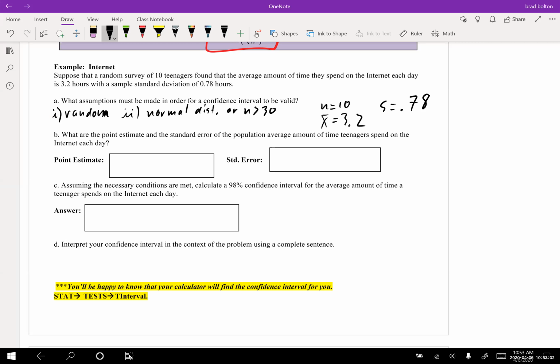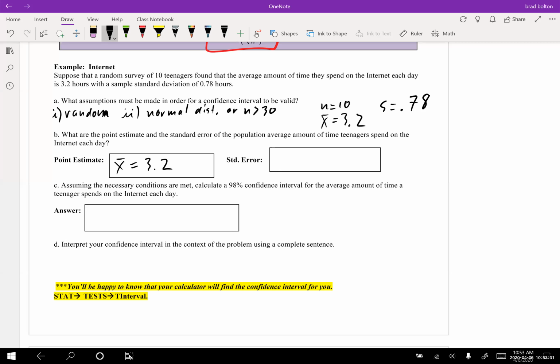So it says, what are the point estimate and the standard error of the population average amount of time teenagers spend on the internet each day? So we know that the point estimate, x bar, is going to equal 3.2. Now, again, that's not the population, but that's for our sample of 10. Our x bar is our estimate for mu. We don't know mu, but we want to try to talk about it. We want to try to build a window around it, okay?